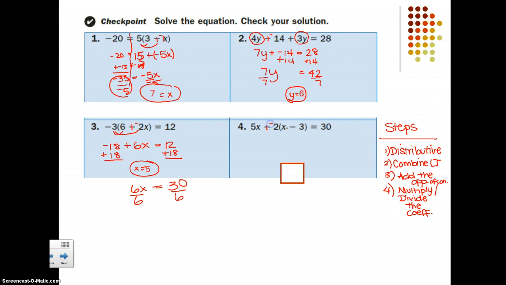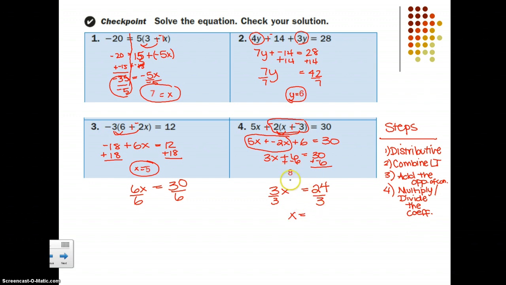And then the last problem, add the opposites first. Do you see the parentheses with your distributive property? Distribute the negative 2, negative 2x plus positive 6. Bring down the other terms that I have not used, including the equal sign and 30. Now, step 2, combine like terms. 3x plus 6 equals 30. Subtract the constant, which is adding the opposite. I always like to say adding the opposite besides subtracting. Then divide by the coefficient. X equals positive 8.